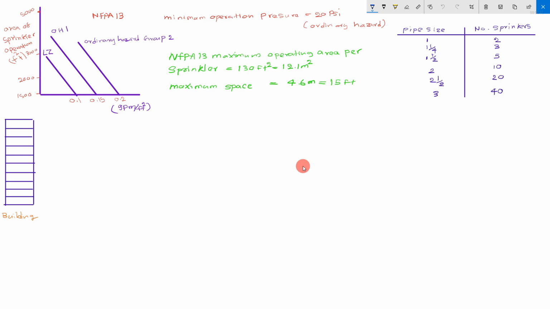Here, I take ordinary hazard group 2. The hazard group is defined by your area fire department or your engineers. Normally, it depends on the combustion level. If your building will face a very big fire, you can go to high hazard zones. If your building is like a school or supermarket, it is in ordinary hazard group 2. Okay.